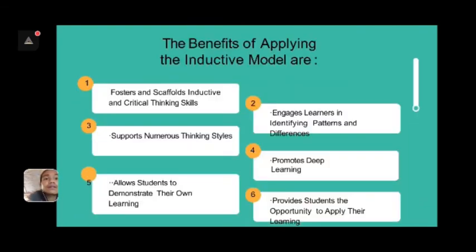Okay, so the next material is, what are the benefits of applying the inductive model. The benefits are: foster and scaffold inductive and critical thinking skills. The second is engage learners in identifying patterns and differences. The third is supports numerous thinking styles. The next is promotes deep learning. Next is allows students to demonstrate their own learning, and the last one is provides students the opportunity to apply their learning.